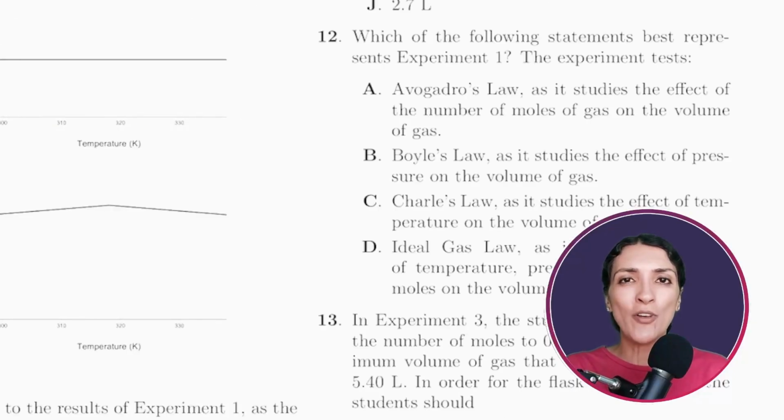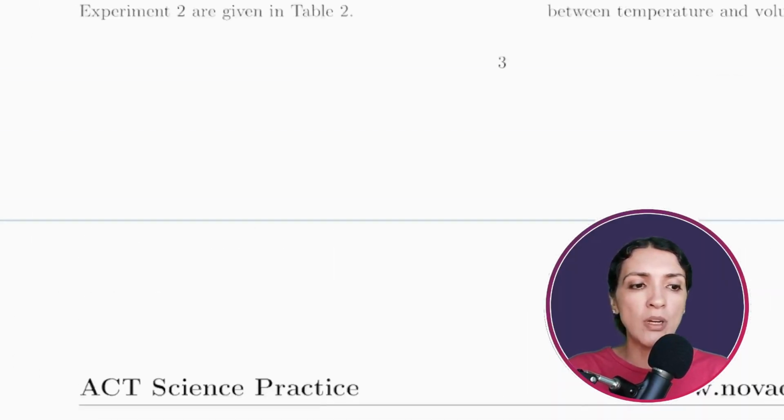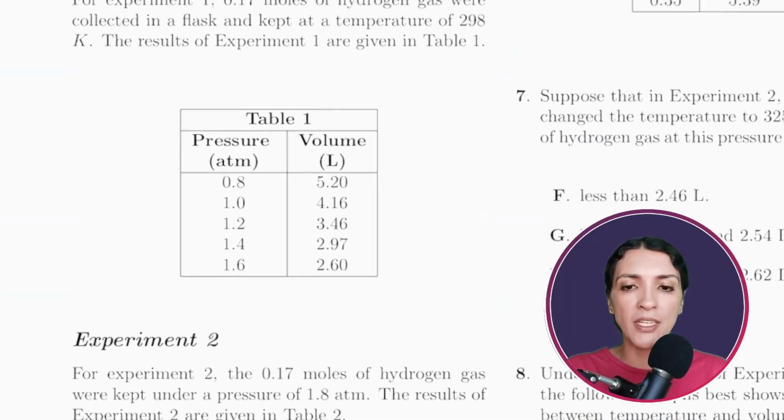Question 12 is a question about the design of experiment 1. Now, if you look at the answer choices, please don't panic by seeing the laws. It's okay if you don't remember what each law was about. We can still figure out the answer. So let's look at experiment 1 and see what was happening there.